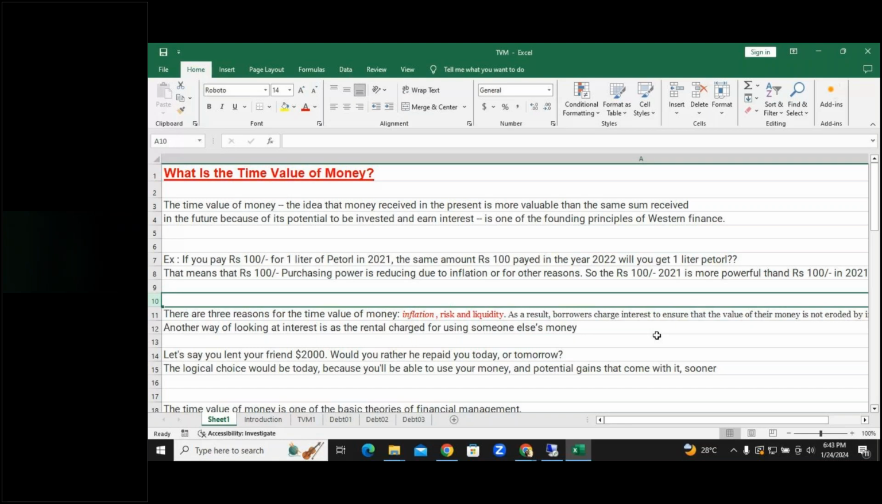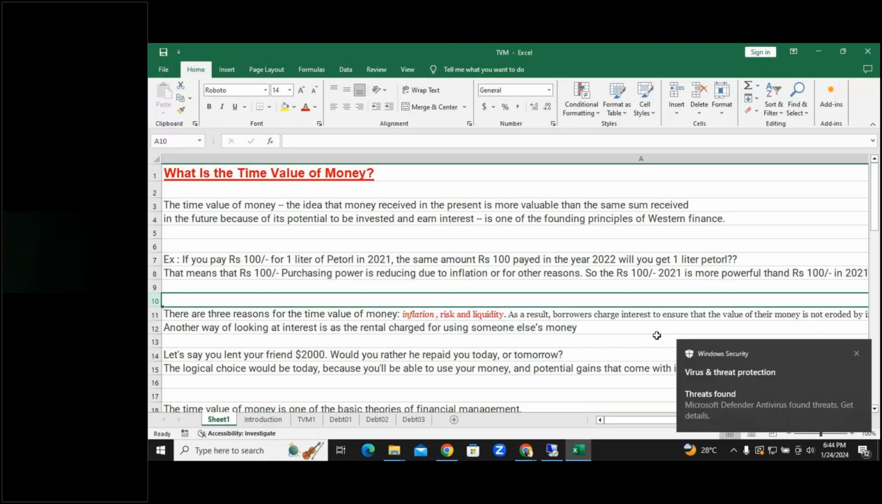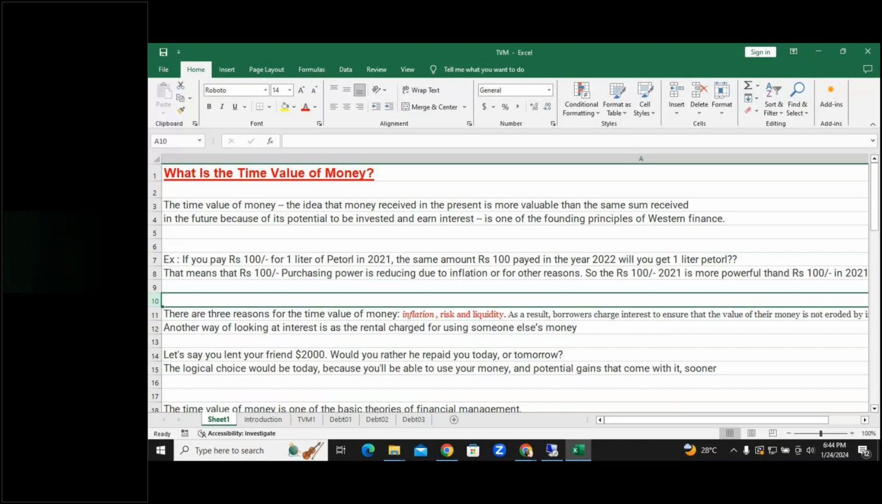So, for example, if you pay rupees 100 for 1 liter of petrol today, you will be paying the same amount next year. So do you think that if I pay 100 rupees in the upcoming year, I'm going to get the same 1 liter of petrol? No, we won't be getting it, because there is inflation in the price. If I am getting 1 liter of petrol for rupees 100 this year, I cannot expect that next year for the same 100 rupees I will be getting 1 liter of petrol.